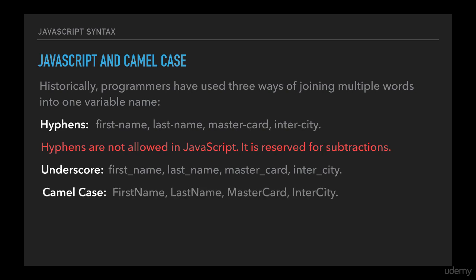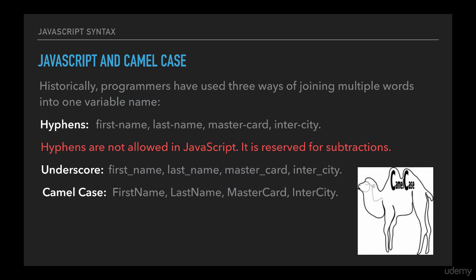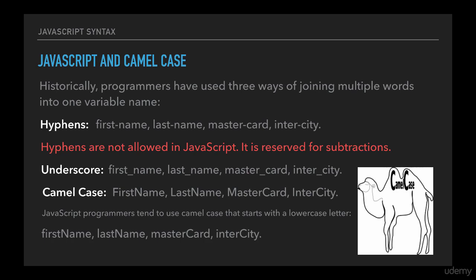For instance, firstName, lastName. You see, the first letter of each word is in uppercase, whereas the subsequent letters are in lowercase. Can you relate it to a camel? You can see this. The camel case is derived from the humps of the camel, and that's how the nomenclature came into existence. JavaScript programmers tend to use camel case that starts with a lowercase letter. So whenever we define a variable, we usually start with the first word's first letter in lowercase, and the subsequent words follow the camel case. You can see the example, firstName, lastName. So that's how we define our variables.